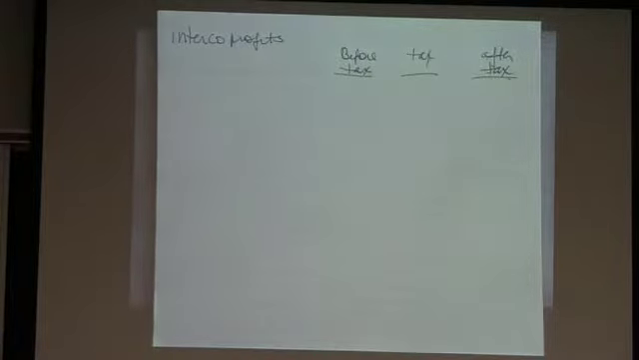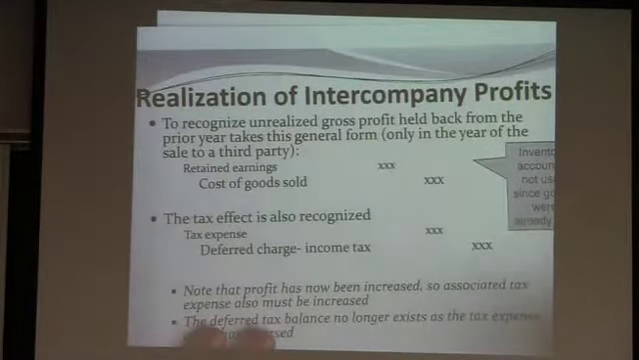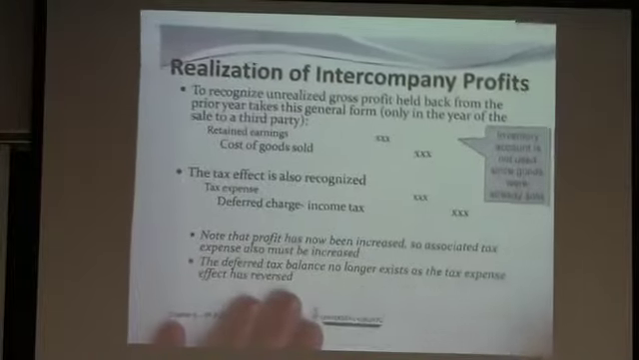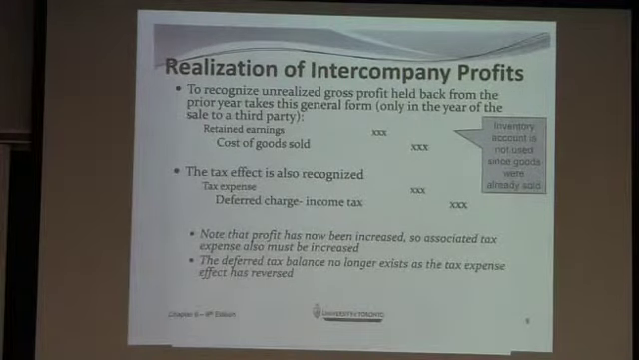Now, in the following year, which is what's going to happen this year, because we're going to use the FIFO basis, we're going to assume that beginning inventory is actually sold to a third party because of the FIFO basis.